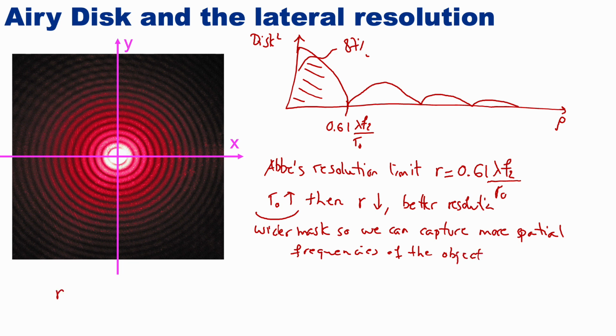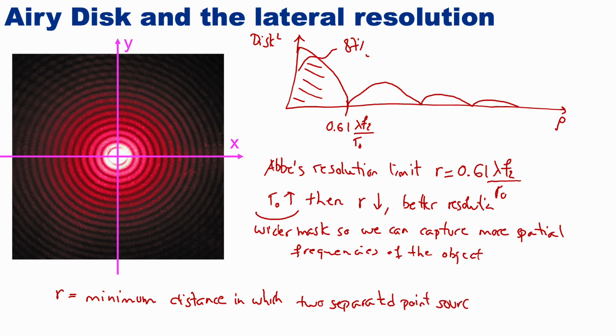And remember, R is defined as the minimum distance in which two separate point sources can be distinguished.